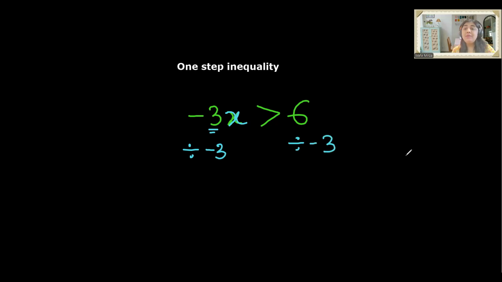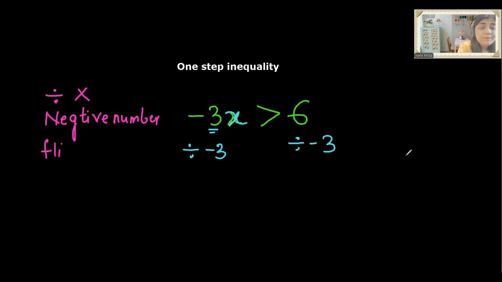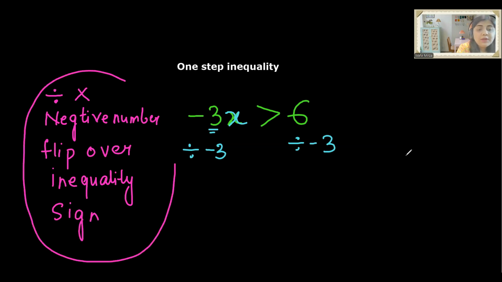But one thing we have to remember while solving an inequality: whenever you are dividing or multiplying with a negative number, you can write this in your notebook, you have to flip over the inequality sign. This is the important rule that you have to remember. Not in addition and subtraction. If you are adding or subtracting a negative number, no changes.